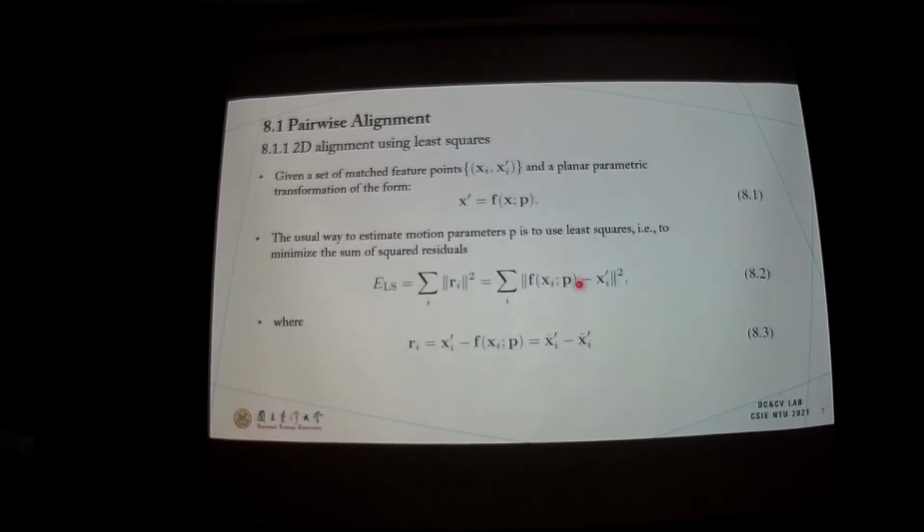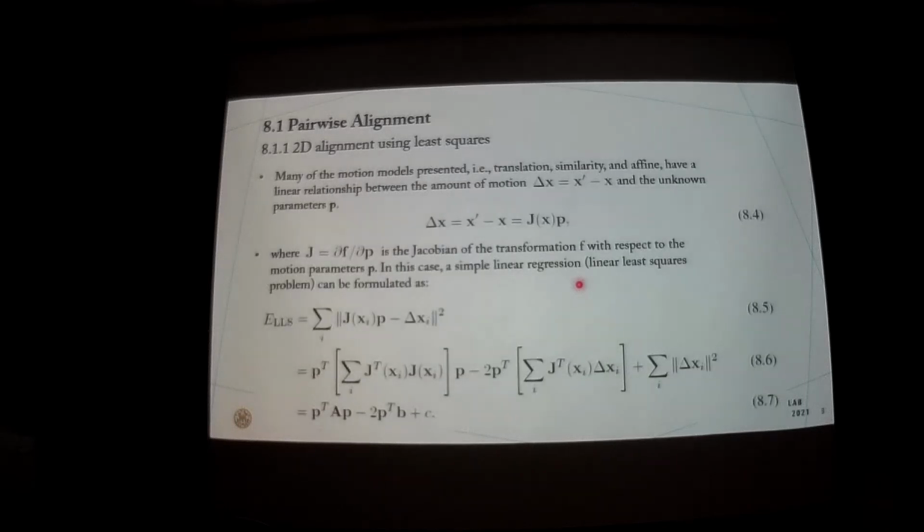Okay, so I will continue on. If we are using a motion model from table 8.1, such as translation, similarity, and affine, we can have a linear relation between the amount of motion. So if we have this linear relation, we can estimate the delta x during the calculation, where delta x is x prime minus x, and then calculate the amount of motion between delta x with the unknown parameter p. So we are using this linear relation to finally update the p parameter.